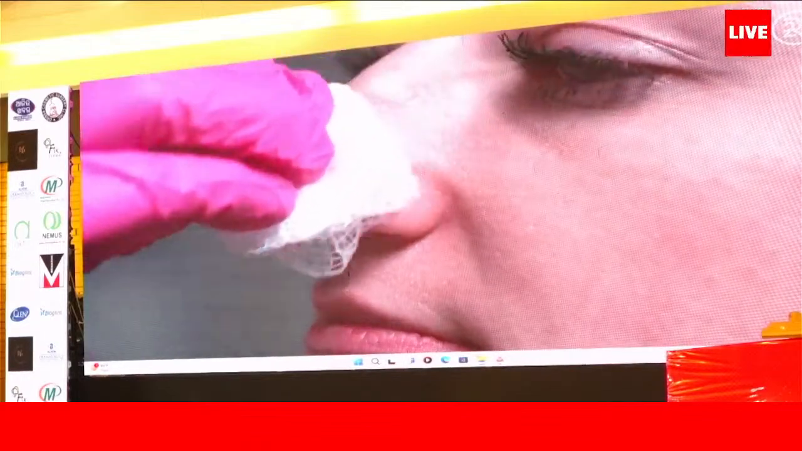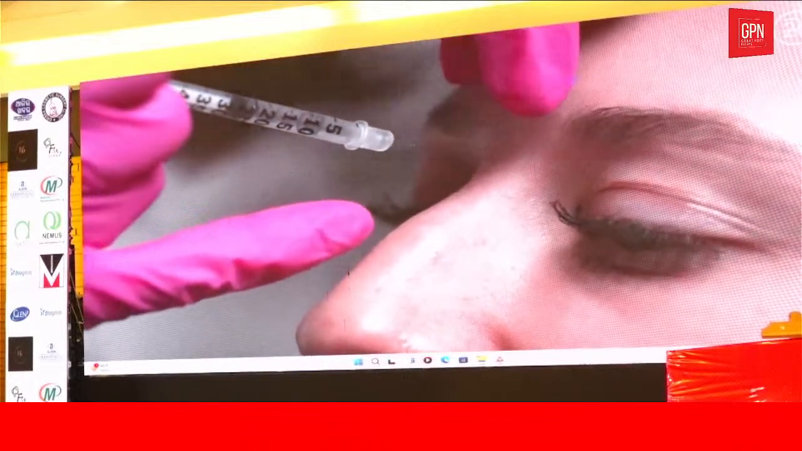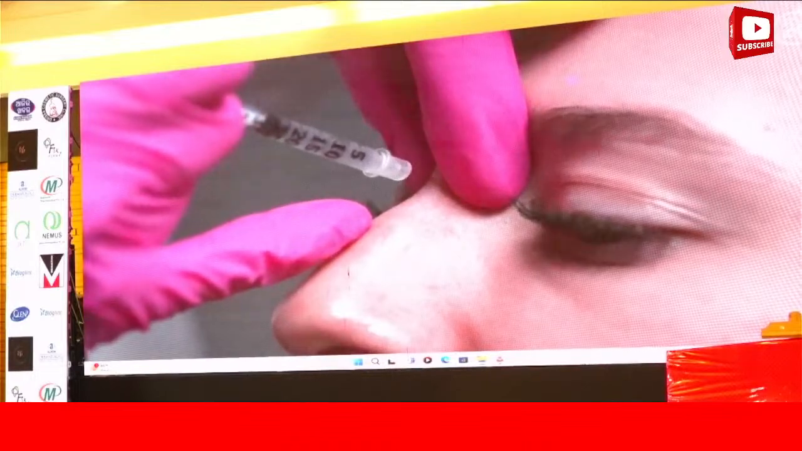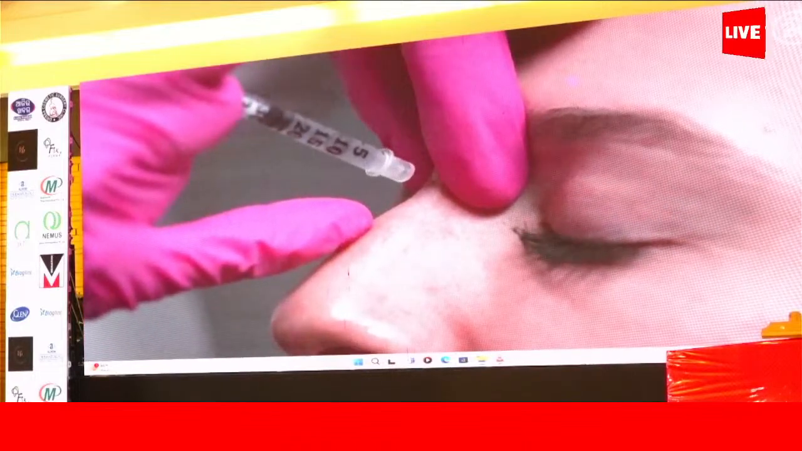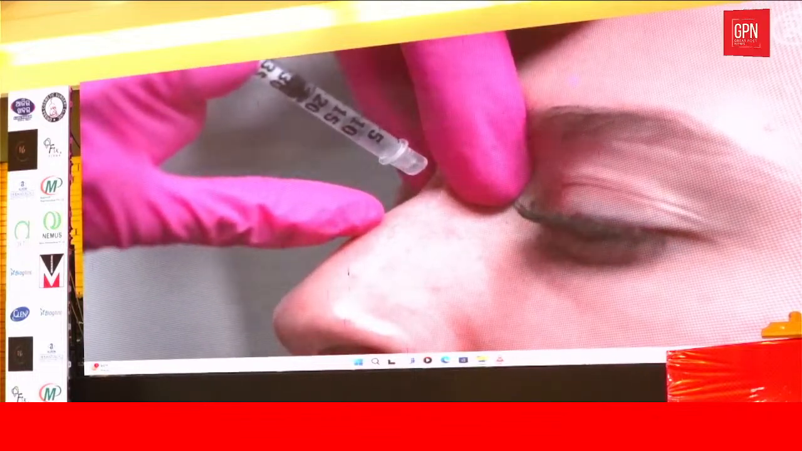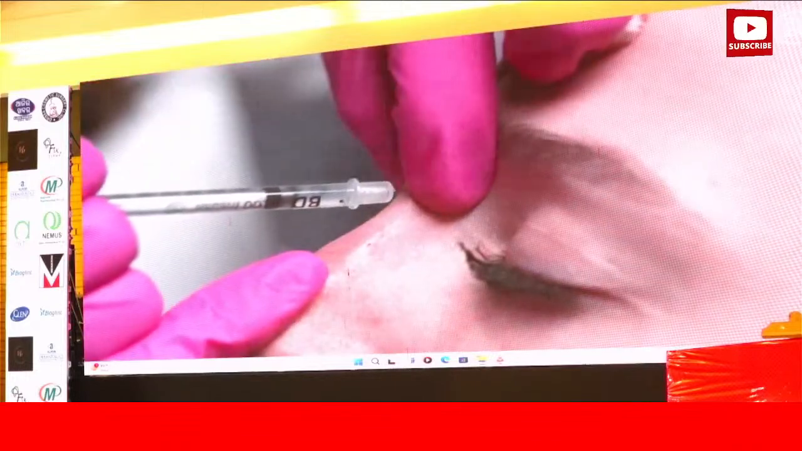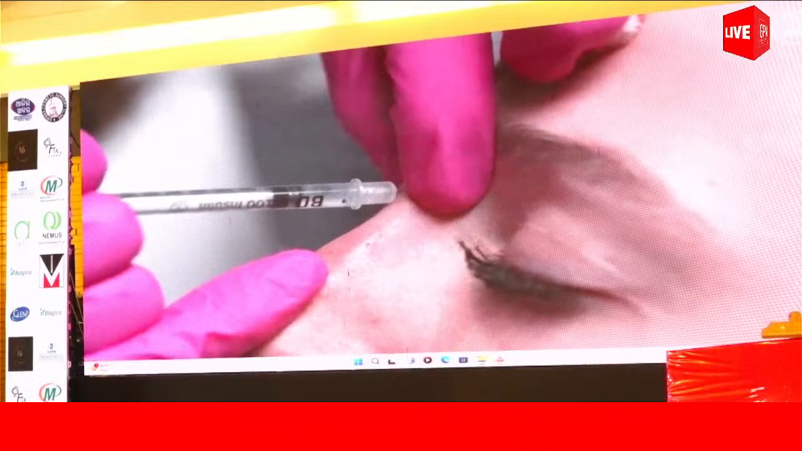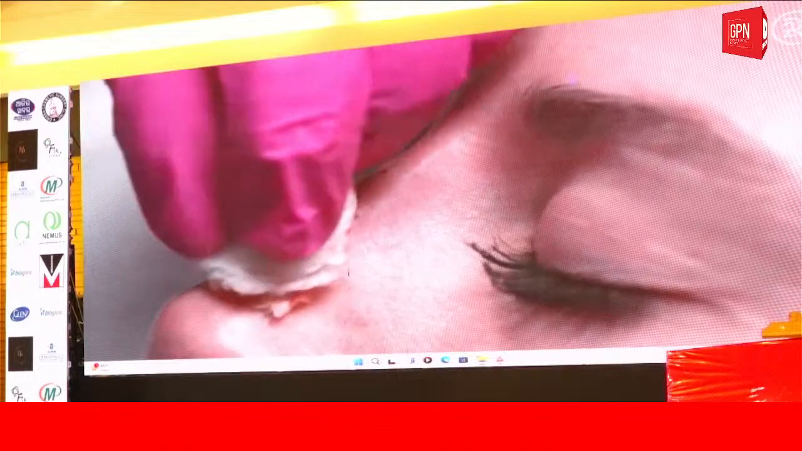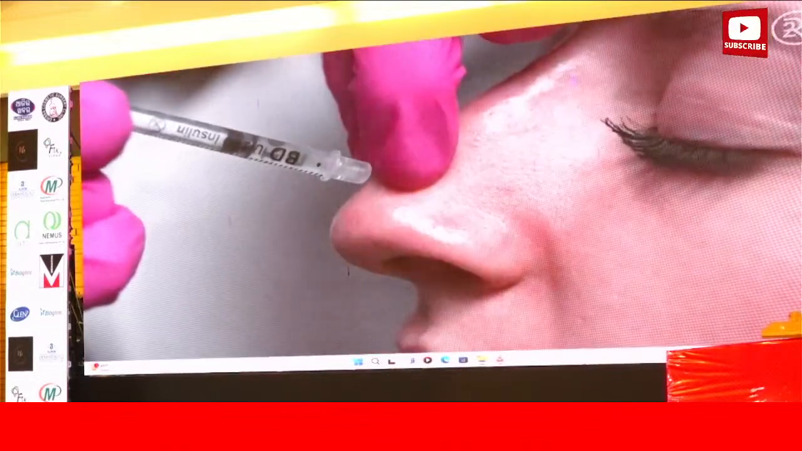Step 4 is the actual injection itself. I use very precise technique with micro droplets of filler placed to create exact contour along the dorsum and bridge of the nose all the way down to the tip.